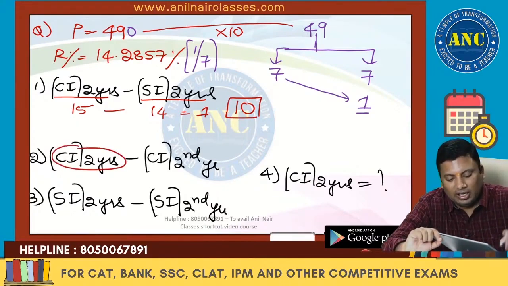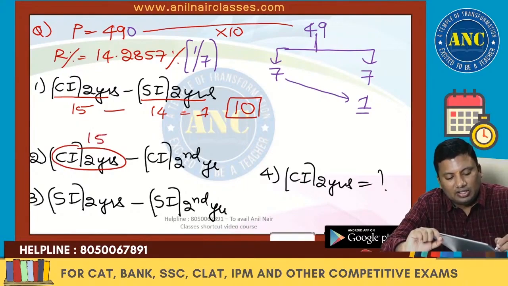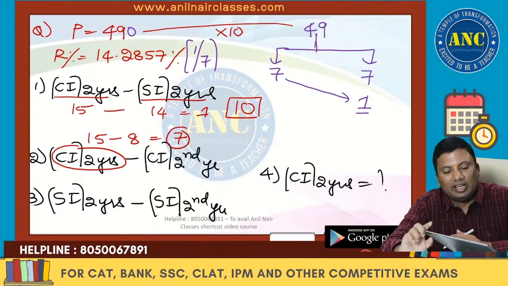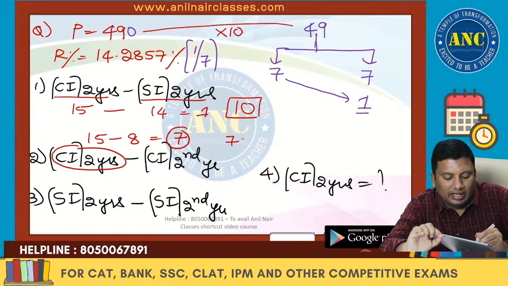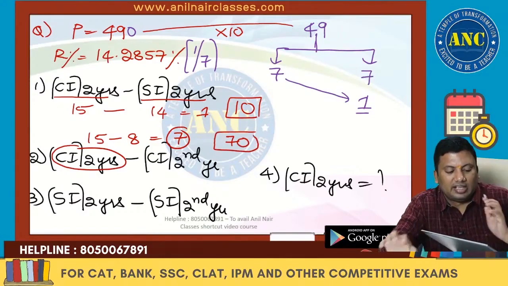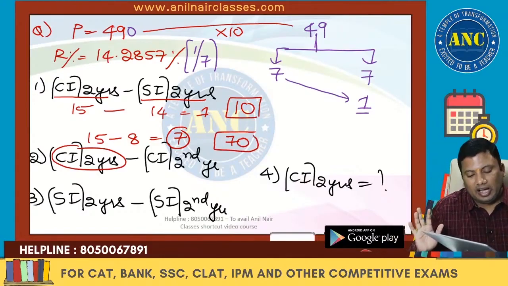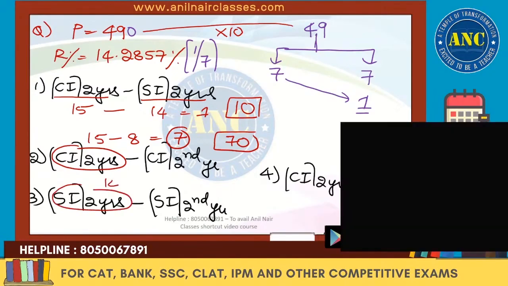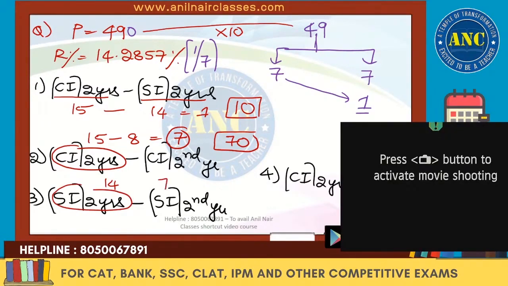CI for 2 years, which is 15. CI for second year, which is nothing but 8. Which is nothing but 7. 49 tens are 490, 7 tens are 70. I hope the idea is clear. SI for 2 years, which is 14. SI for second year, 7. 14 minus 7 is 7. It is nothing but 70.